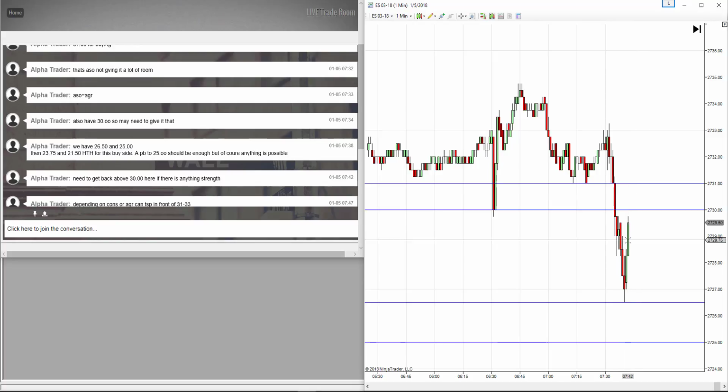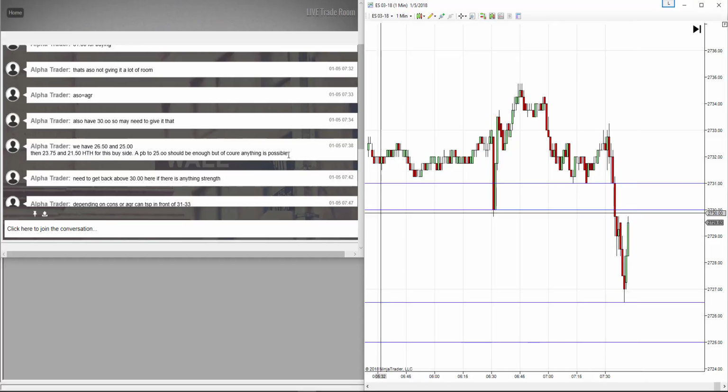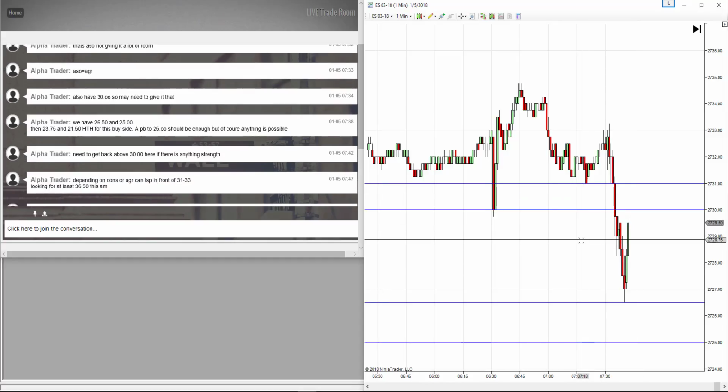Okay, so here is 42. So what's going on here? Well, we are in long. Okay, so we're long 26.75, and this post here was we need to get back above 30 if there's going to be any strength. And so here's 30. So what I'm watching for is price to get above 30 and then stay there to show that this is strong enough to go to the upside. The next post was 5 minutes later.